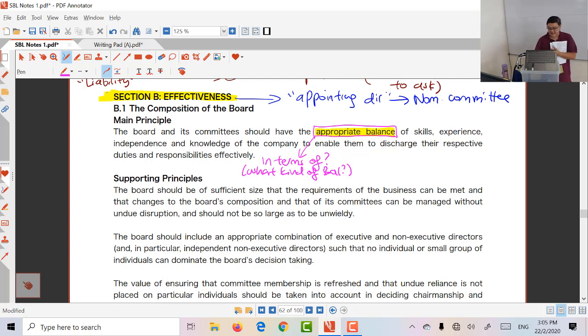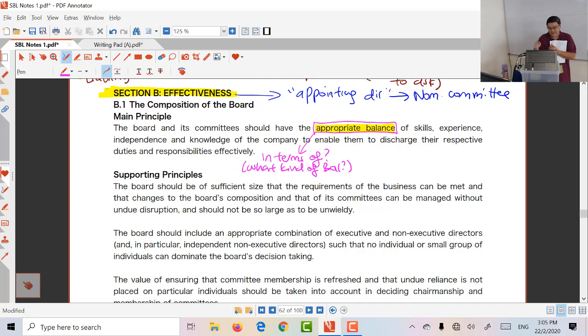If you read these, they say, now, I'm going to highlight all the keywords first, then I'll explain. You must talk about balance of skills, experience. Now, skills, experience, knowledge, I think they belong to the same category. But I think independence will not belong to the same category. I don't think you talk about balance of independence together with balance of skills. So they don't belong to the same category.